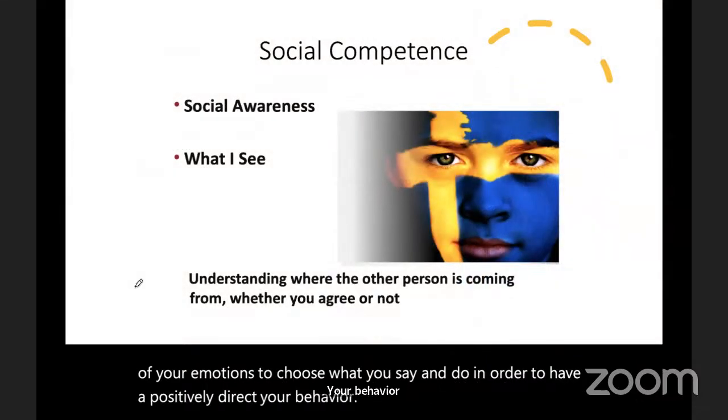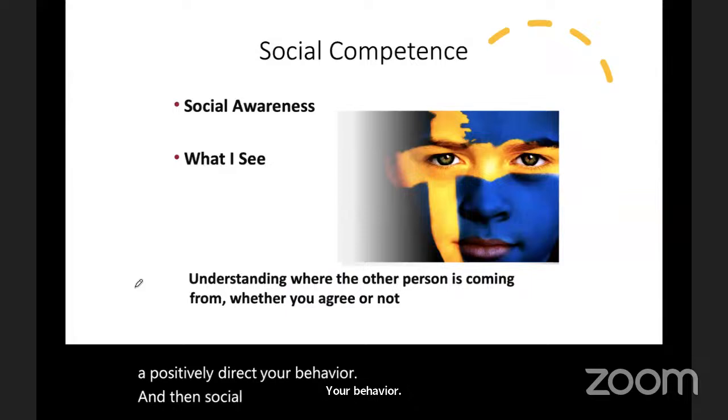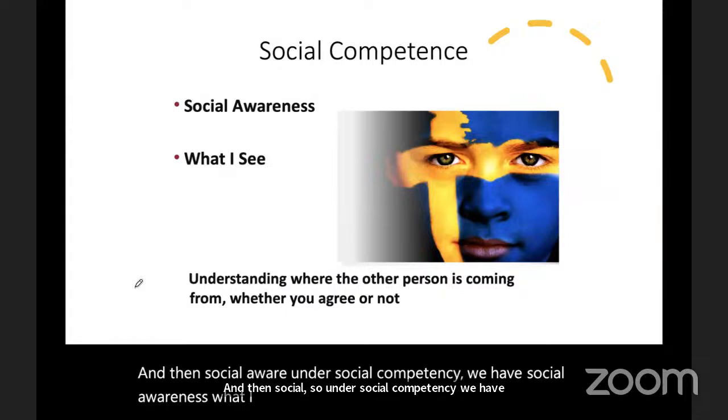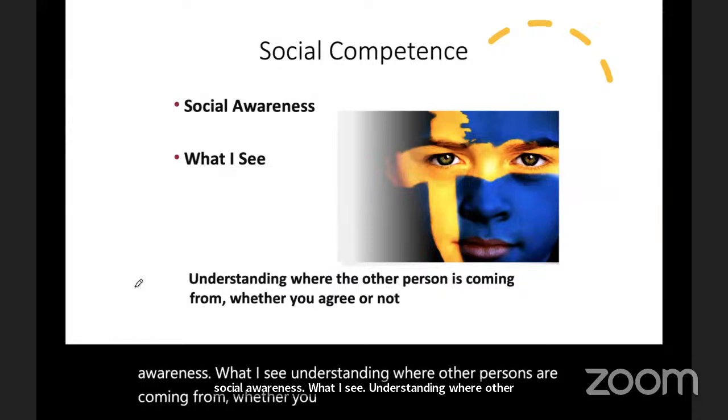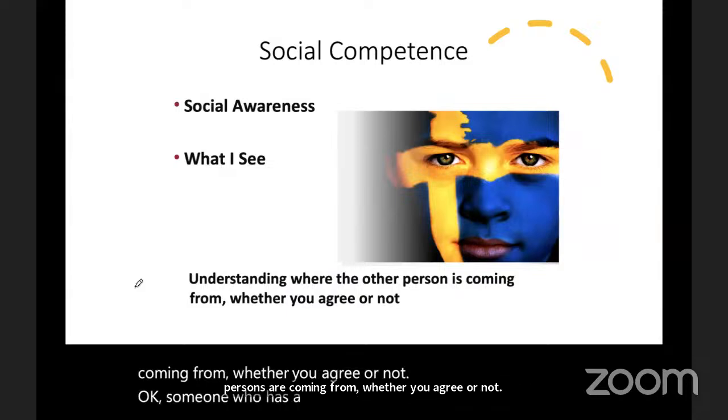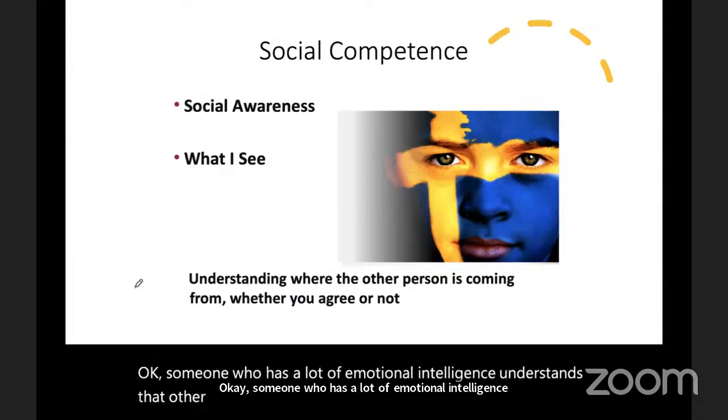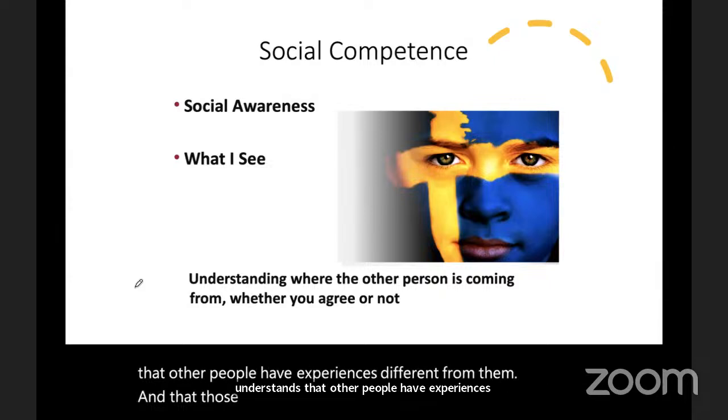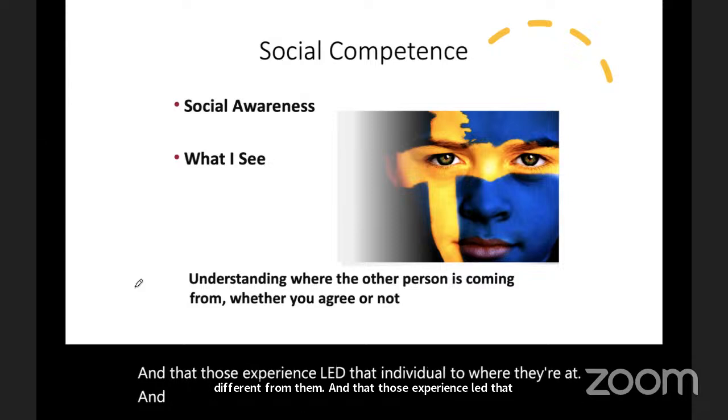And then under social competency, we have social awareness. As I see it, it's understanding where other persons are coming from, whether you agree or not. Okay. Someone who has a lot of emotional intelligence understands that other people have experiences different from them, and that those experiences led that individual to where they're at.